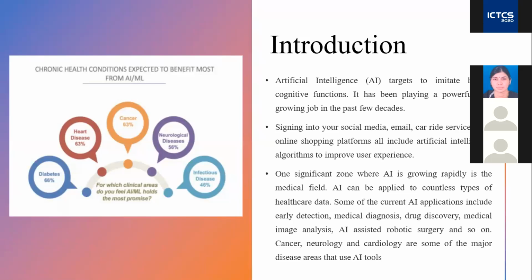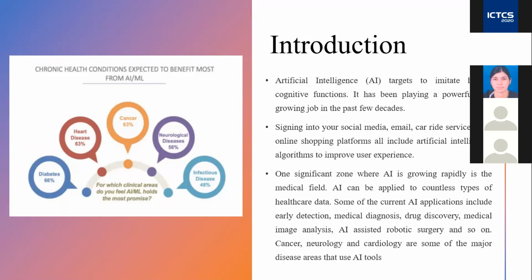So as we all know, information in healthcare is growing at a speed at which the human mind cannot really keep it in one distinct view or frame. So we need the power of machine, but it's the hybrid of humans and machine together that make it more powerful. Artificial intelligence targets to imitate human cognitive functions. It has been playing a powerful and growing job in the past few decades. Signing into your social media, email, car ride services, and online shopping platforms all include artificial intelligence algorithms to improve the user experience.